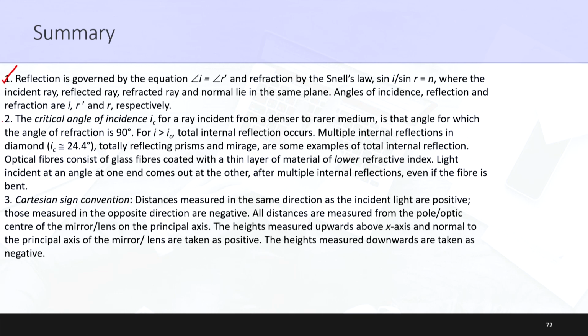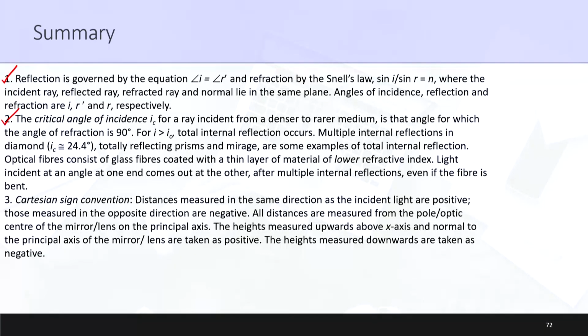Next is the critical angle. So, basically a concept or summarization of your total internal reflection. The critical angle of incidence IC for a ray incident from a denser to a rarer medium. Please make sure total internal reflection only and only occurs when the ray of light is moving from a denser medium to a rarer medium.